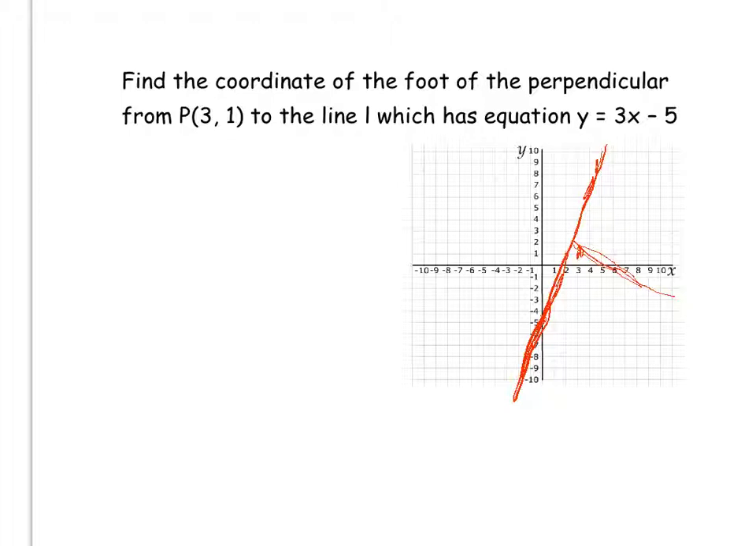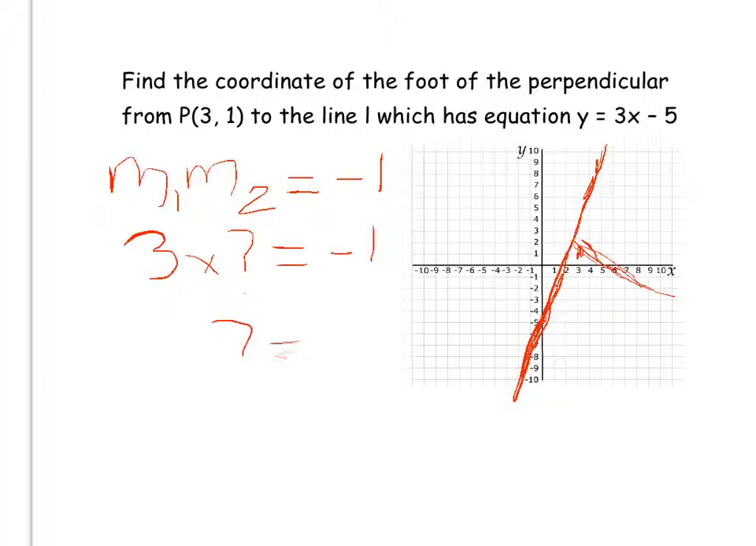What we need to find now is the gradient. Remember, the gradients of two perpendicular lines always multiply together to make minus 1. We know the gradient of this line because we can find it here. It's the 3, so 3 times something gives us minus 1. So the something is minus a third. So the gradient of our perpendicular line is minus a third.